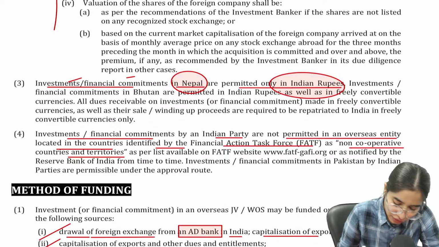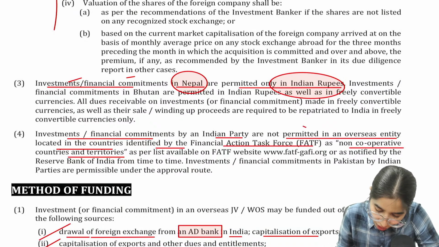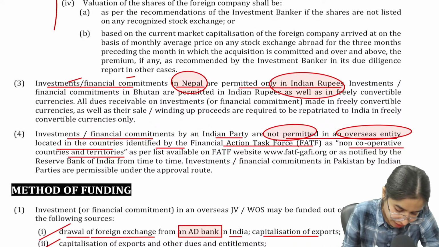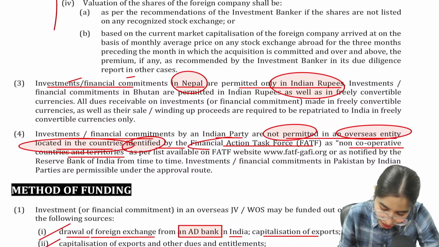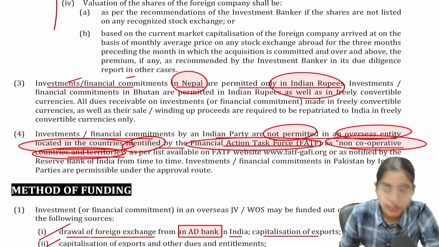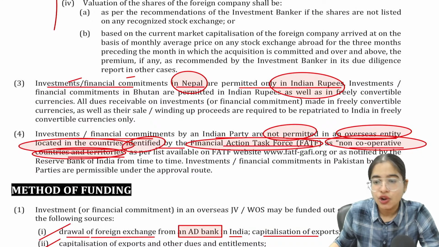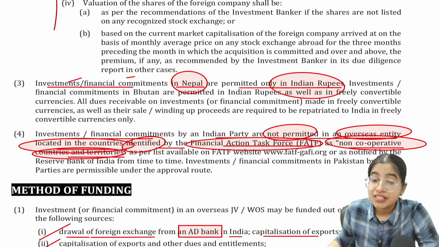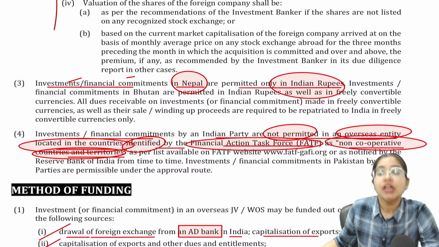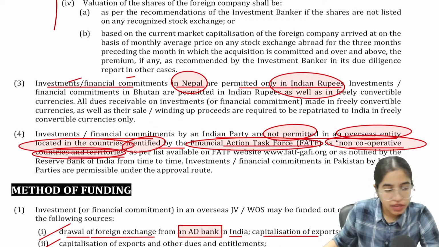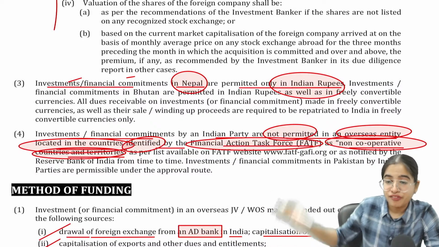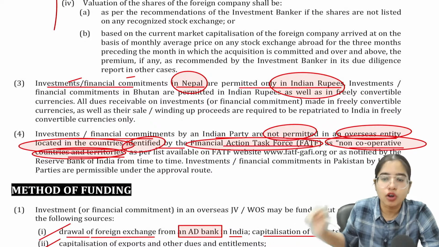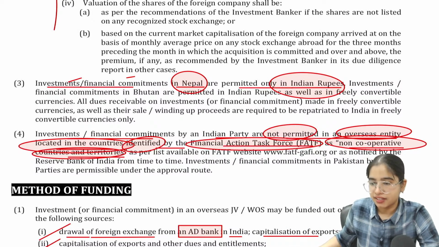If you are making a financial commitment, then you are not permitted to make a financial commitment in an overseas entity located in countries identified by FATF as non-cooperative countries or territories. FATF, the international organization Financial Action Task Force, says that certain countries are non-cooperative. It says don't do transactions or make investments in these countries. FATF has given a list of these countries. You cannot make ODI in those countries, for example, Pakistan.